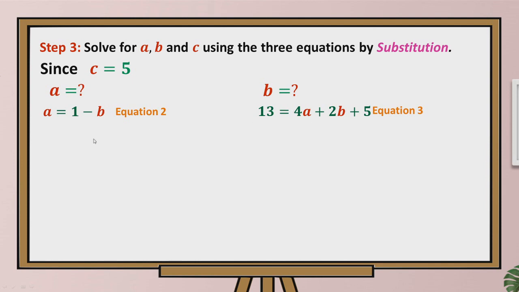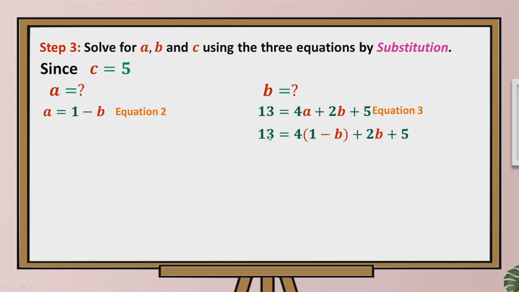Now, I cannot solve anything from these two equations because each of them has two unknowns. So what I'm going to do is use equation 2 and substitute that into equation 3. Since a is equivalent to 1 minus b, 1 minus b will be replacing a in equation 3. So the result will be this one.